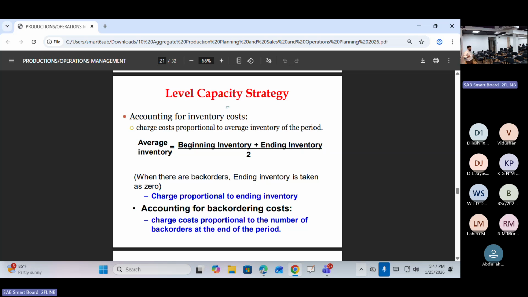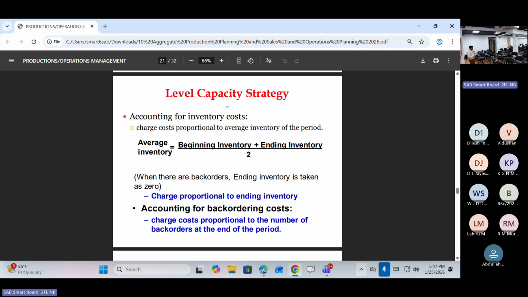Usually, when there are back orders, that means ending inventory is a minus value. It is considered as 0, not the minus value. And then calculate the average inventory and then calculate the inventory cost. In case of back ordering, certain cost details should be given. In case of back orders, what is the treatment for that? What is the cost of one back order? Like this. So we have to consider that accordingly when we calculate the cost of the production plan.